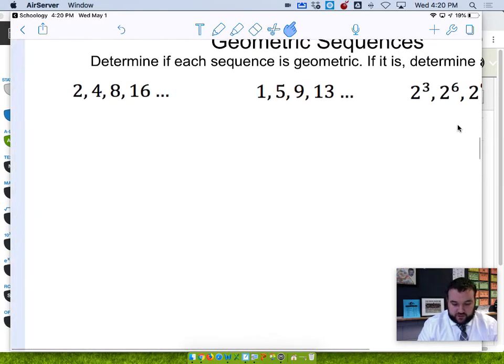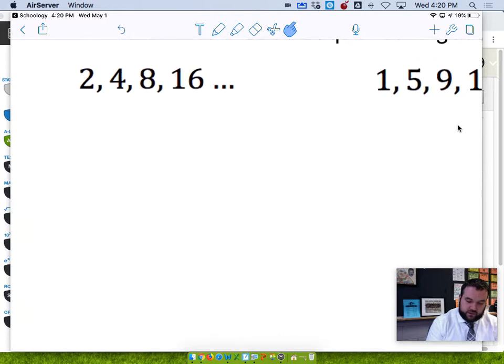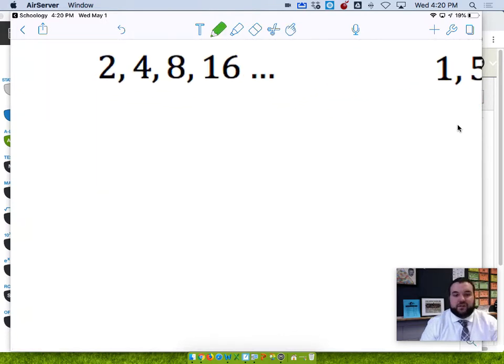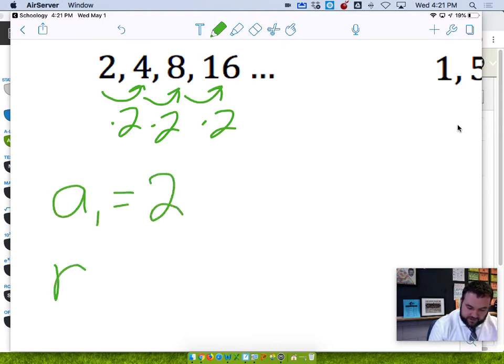So again, to do this real quick, you might be able to tell right away. For something like this, it might be an easier time. How do I get from 2 to 4 to 8 to 16? What's the pattern? Well, here I'm timesing by 2, timesing by 2, timesing by 2. So here I know that the first term is 2, and that common ratio that we have also happens to be 2.